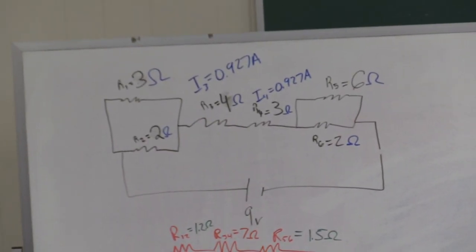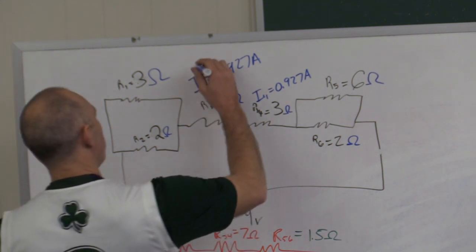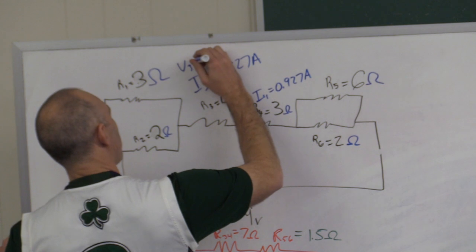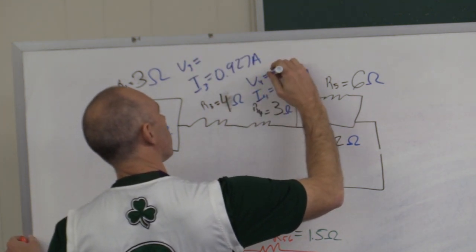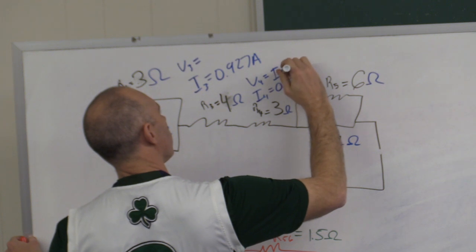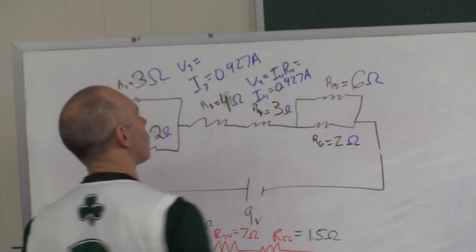You know the rules, we just are applying the rules. Nothing unusual there. If I know the current through R3, and I know the current through R4, what else do I know? I know the voltage across R3 and R4. I know V3 equals I3 times R3, and I know V4 equals I4 R4.